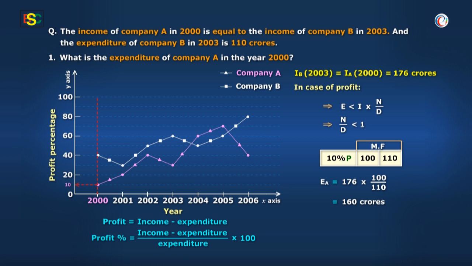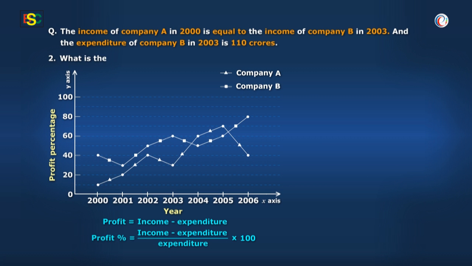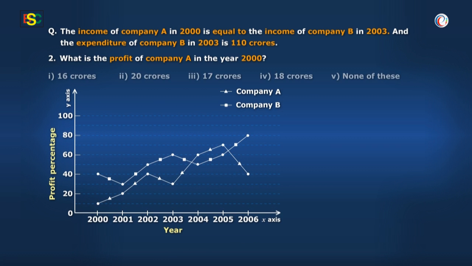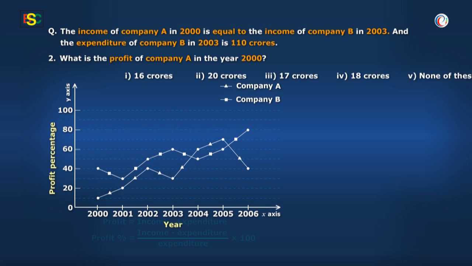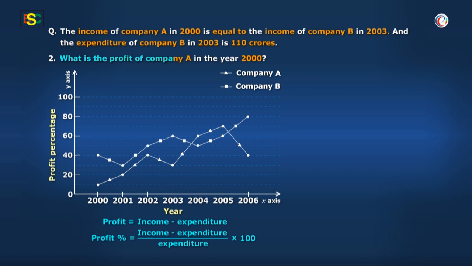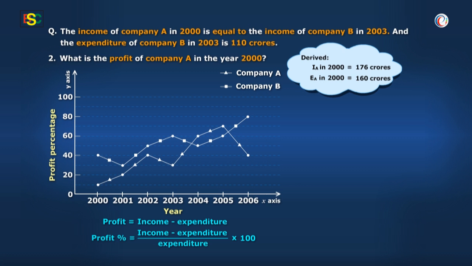Now take the next question, and it is, what is the profit of company A in the year 2000? And your options are given. Okay, I know that profit is income minus expenditure. And this time, I will not calculate expenditure and income. I have already done this in the previous question. They are 176 crore and 160 crore respectively.